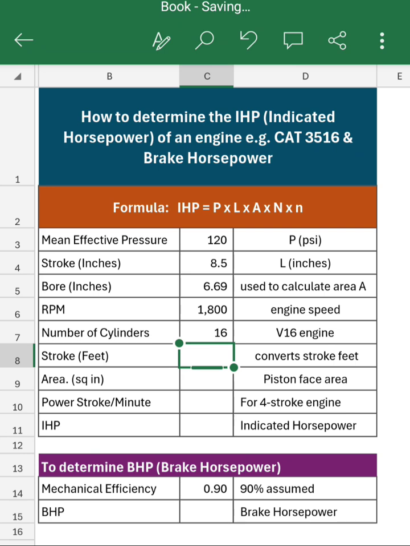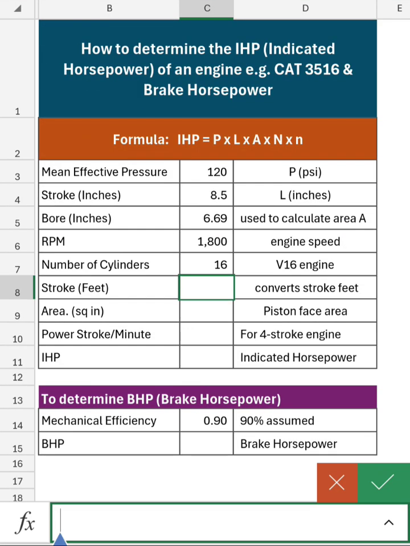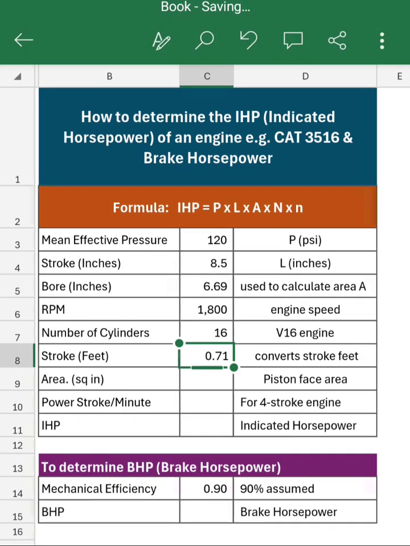I'm going to explain the calculations to you in detail, and I'm going to start with the stroke in feet. We're going to get the stroke in inches because we're going to convert that into feet. So divide that by 12, and that would give you 0.71 stroke in feet.